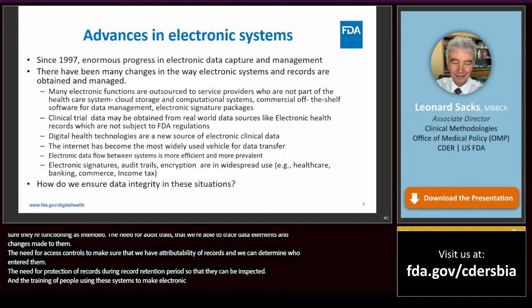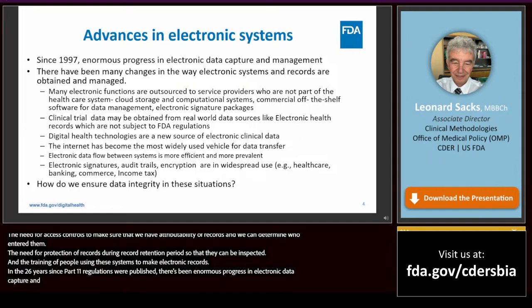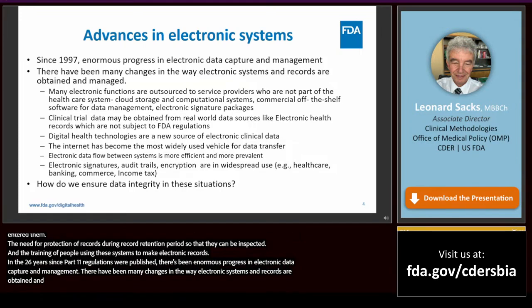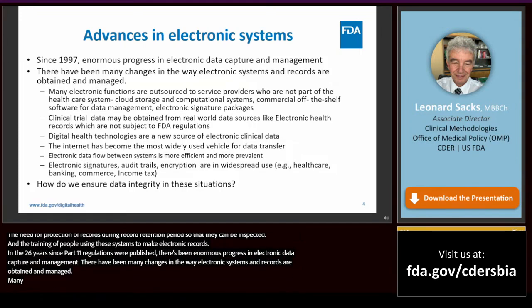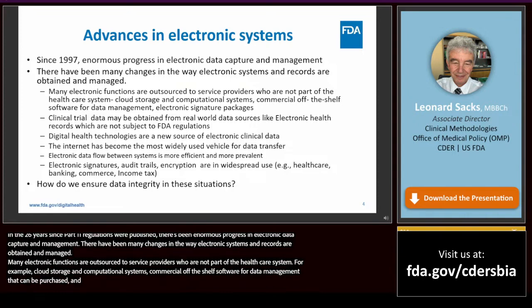In the 26 years since Part 11 regulations were published, there's been enormous progress in electronic data capture and management. There have been many changes in the way electronic systems and records are obtained and managed. Many electronic functions are outsourced to service providers who are not part of the healthcare system. For example, cloud storage and computational systems, commercial off-the-shelf software for data management that can be purchased, and electronic signature packages that are produced by vendors.